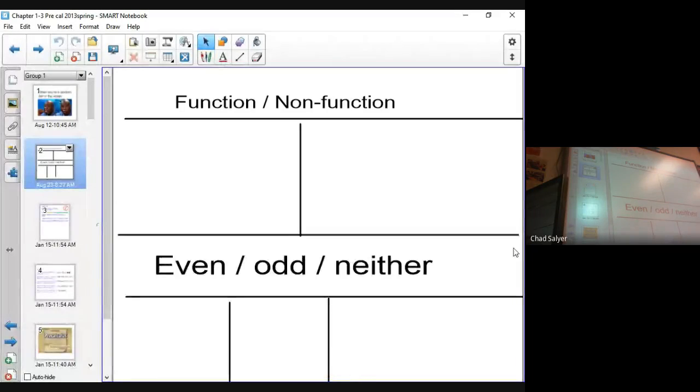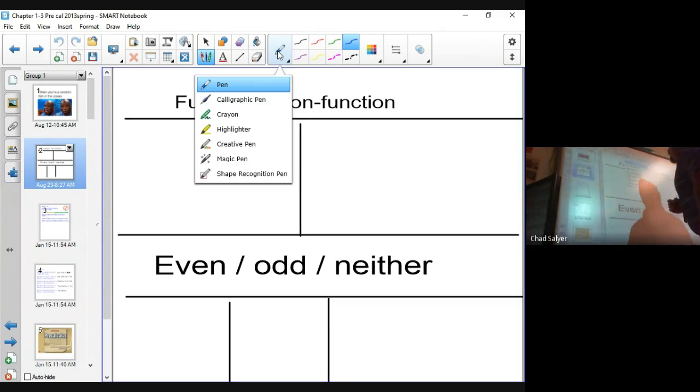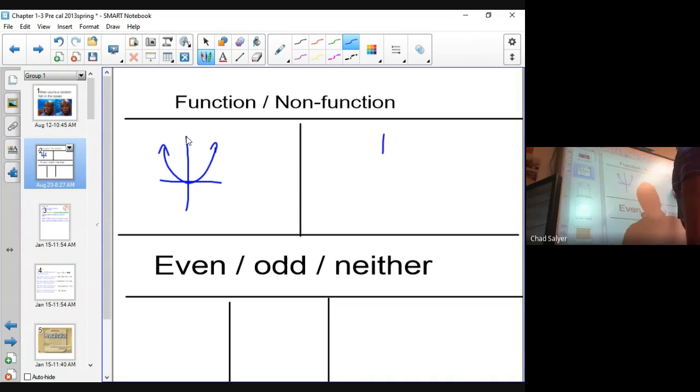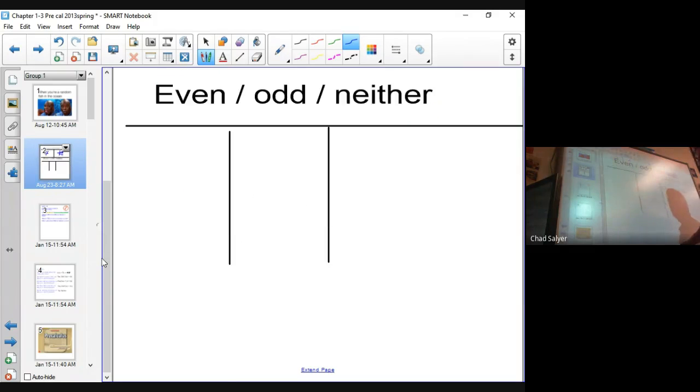All right, and the first thing we're going to talk about is a quick review of the most important ideas in the first two sections in chapter 1. First of all, function versus a non-function. Remember that a function will pass the vertical line test and a non-function will fail it. So if a vertical line ever touches two points, then that is not a functional relationship.